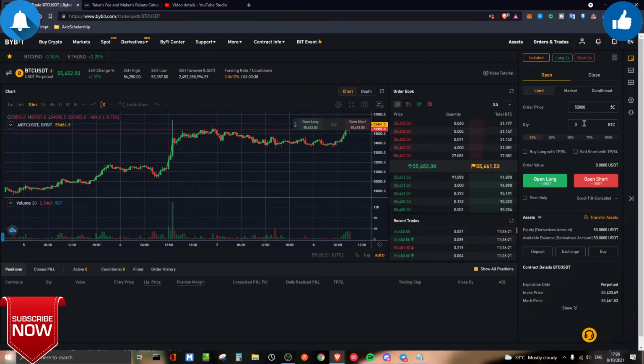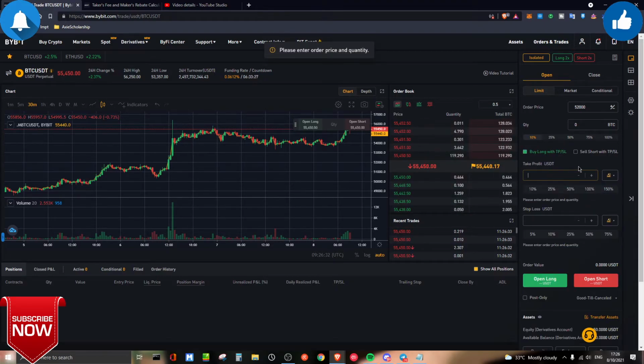And after that, there's also an advanced order, like buy long with TP and SL. So what is this TP and SL? Basically TP is take profit and SL is stop loss. So if you click on this, it's going to tell you, okay, this is a conditional order. How does it work?